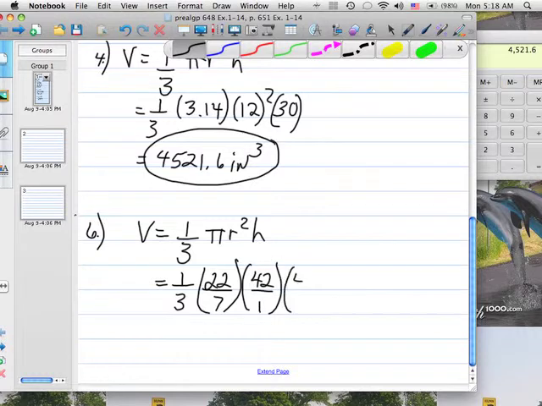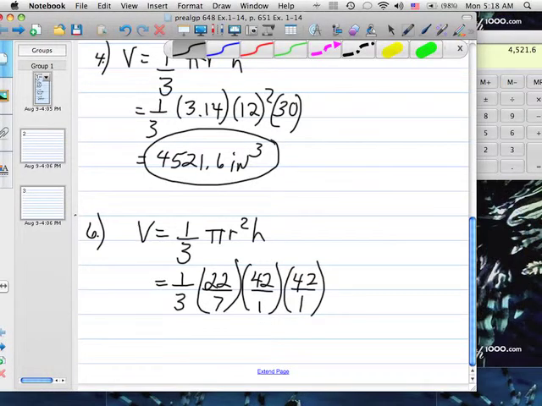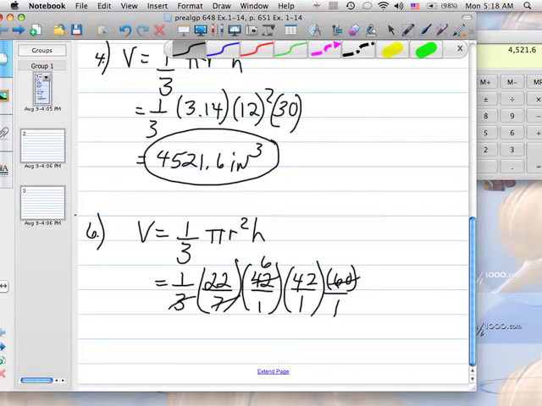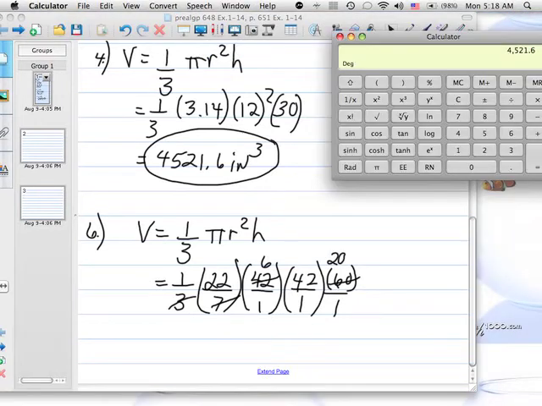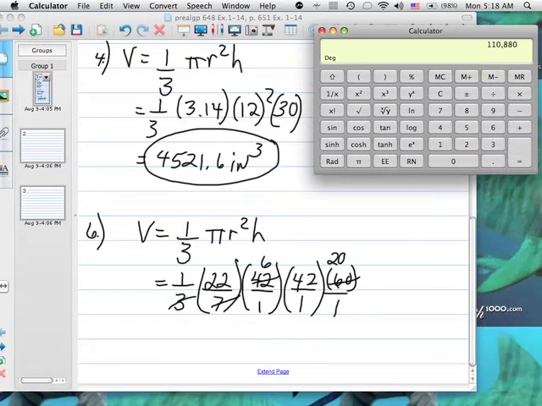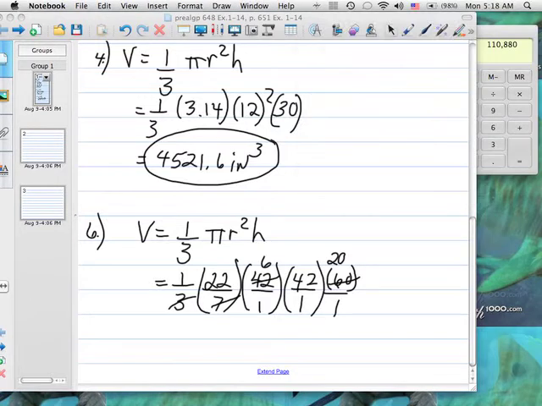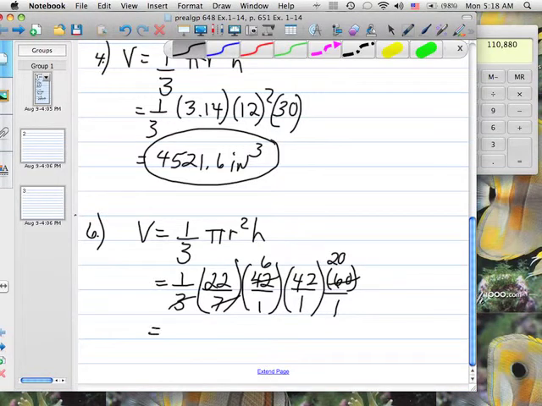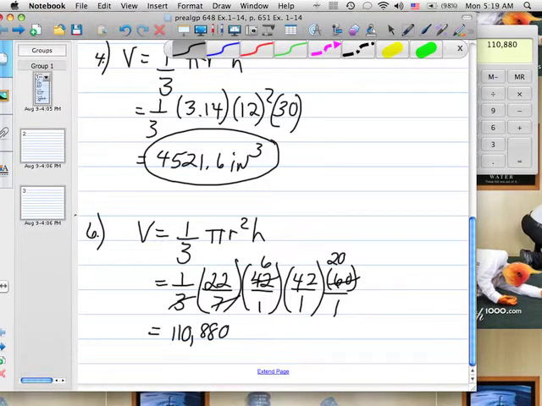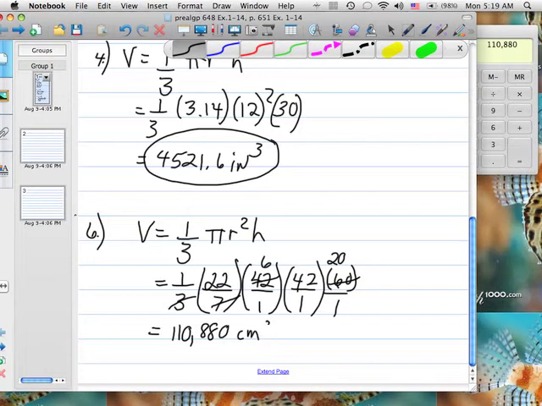I'm going to take 42 times 42, write it out, because I can see I can do a lot of canceling here, times 60. The 7 goes with the 42 6 times. The 3 cancels with the 60, 20. So all I have to do now is multiply the numerators. 22 times 6 times 42 times 20. And that gives me the answer, which is 110,880 cubic centimeters. A lot of little squares, little cubes rather.